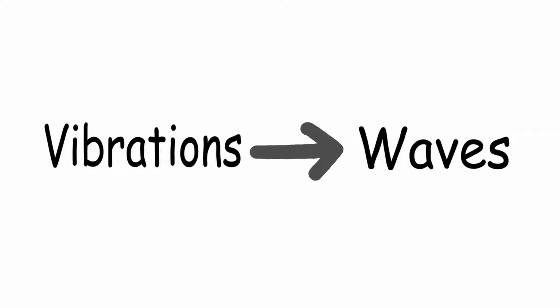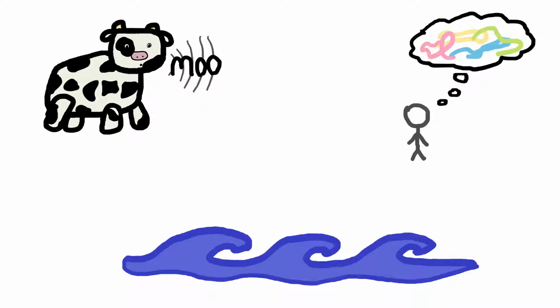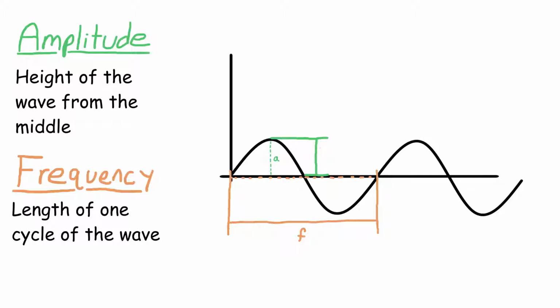Waves are caused by vibrations, and they occur when the medium of the wave, which could be sound, water, or anything you can think of, moves up and down because of a disturbance. All waves have amplitude, the height of the wave from the middle, and frequency, or how frequently the wave completes a cycle. Frequency is important because it correlates with pitch, but we'll talk more about that later.